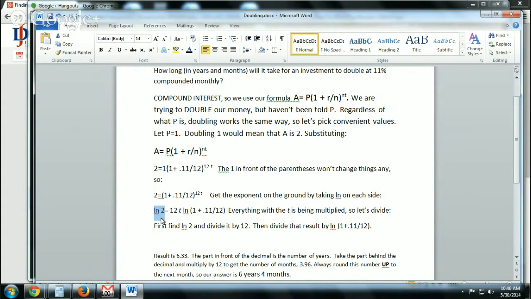On the left, it's just ln of 2. And now on the right, as we do this natural log, it allows me to take the exponent and move it to the ground in front of the other things. So we've taken a log of this side, and it allowed me to move that 12t down in front as a multiplier. Now, since all of these things are being multiplied together on the right-hand side, everybody there is being multiplied with t. The way for us to get rid of all of this is to do some dividing.